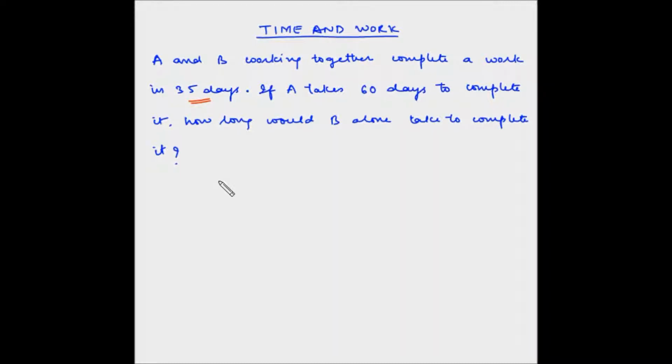So here we have been given that the time taken by A is equal to 60 days. And we have also been given the time taken by A and B together is 35 days. And now we have to find the time taken by B to complete the work on his own.